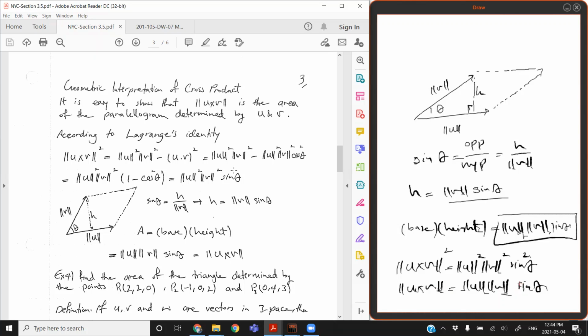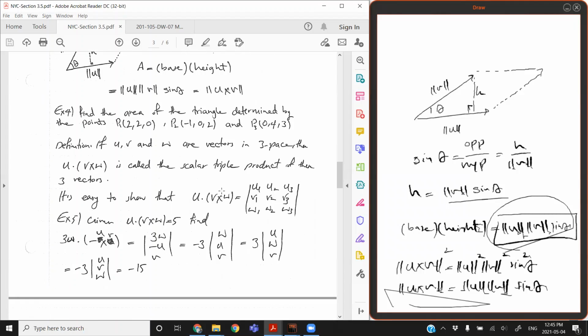Notice that sine theta is always positive in the first or the second quadrant, and theta is always between 0 and 180 degrees. So it's either in the first quadrant or the second quadrant. So I don't need absolute value here. Yes. So you can see that this is equal to the area of the parallelogram that is determined by u and v.